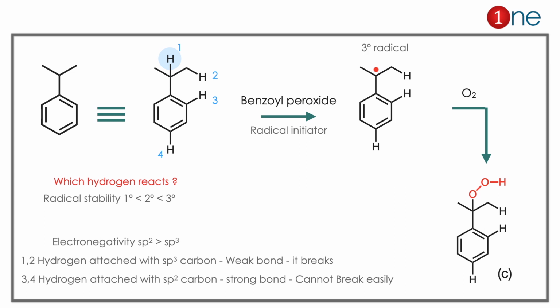Among 1 and 2, which one will you break? The 1 is the best possibility because it forms the tertiary radical. If you compare radical stability, tertiary is the most stable one. So tertiary is formed, and oxygen reacts. You have peroxide formation at the tertiary position. The answer is C there. Here you have to learn 2 important things. One is benzoyl peroxide. Benzoyl peroxide is a radical initiator. It promotes radical formation in the system. The second thing is about bond breaking. sp2 carbon-hydrogen bonds are very hard to break because of their electronegativity. So while thinking of radical formation, you have to think of breaking the CH single bond.